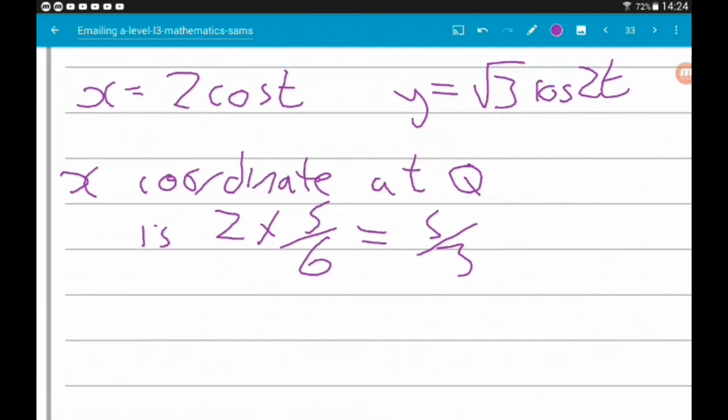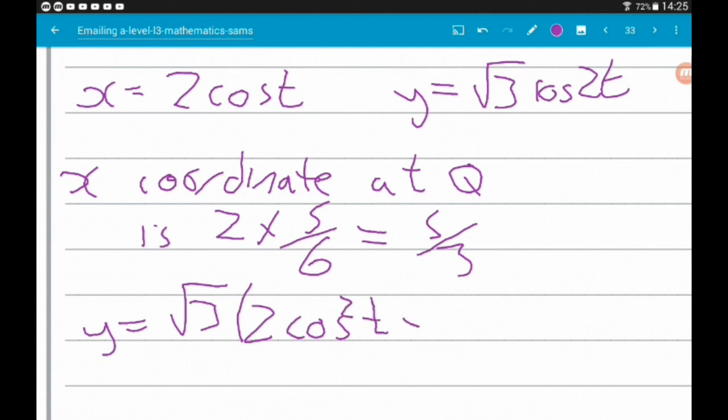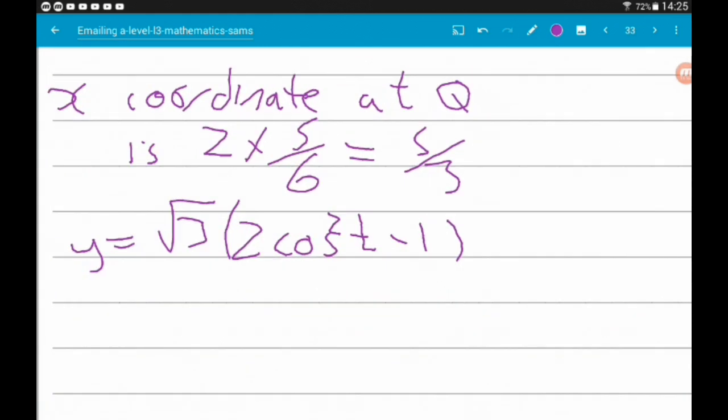And then for the y coordinate, we're going to use the cos of 2t identity again. So we can say that y is root 3 times 2 cos squared of t minus 1. Now again, we know that cos of t is 5/6. So this is equal to root 3 times, okay, so 5/6 squared is 25/36. If we multiply that by 2, that's 25 over 18. So we got 25 eighteenths minus 1. Now 1 is 18 eighteenths.